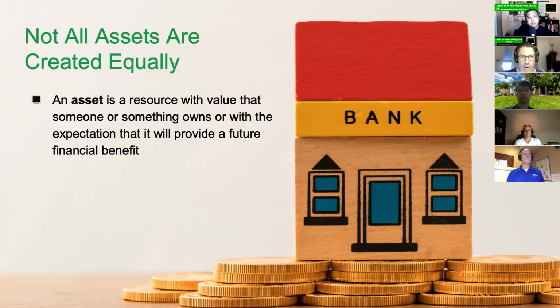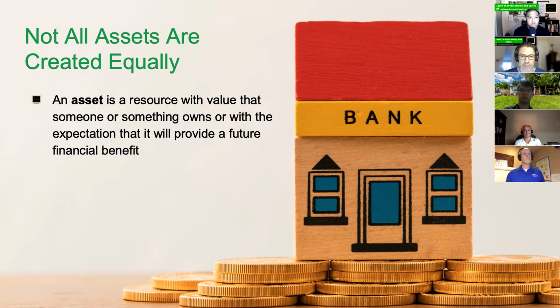So let's talk about what an asset is. An asset is commonly defined as something of value, right? Robert Kiyosaki defines an asset as anything that puts money in your pocket. I love that simple definition by him. And he defines a liability as anything that takes money out of your pocket.